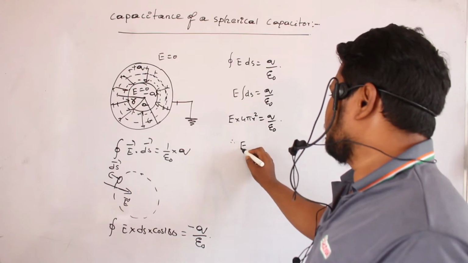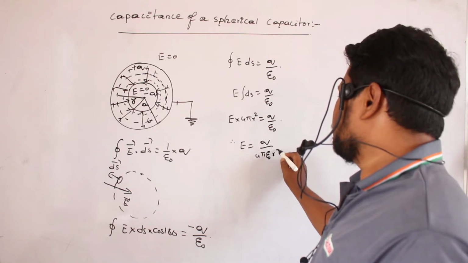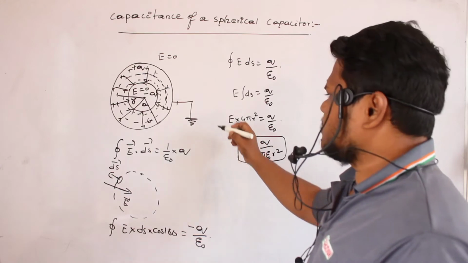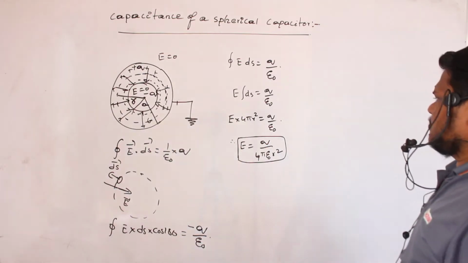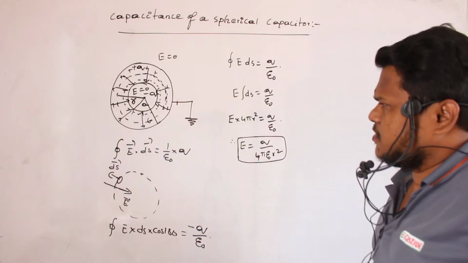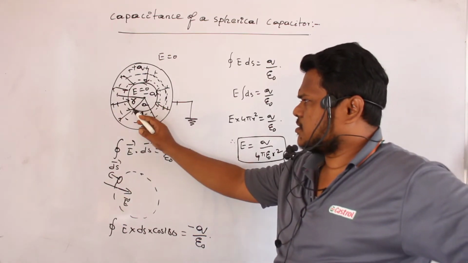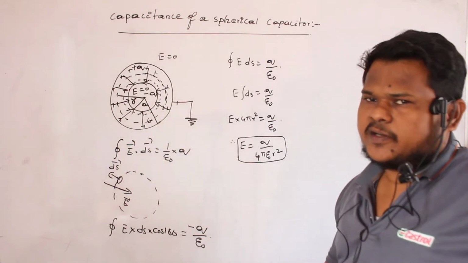So therefore electric field is how much? Electric field is Q divided by 4 pi E naught into r square. Clear? So this is the amount of electric field which is existing in the region between this radial surface. Now from this I want to calculate the potential difference between points A and B. The inner surface has a radius of A. The outer surface has a radius of B.